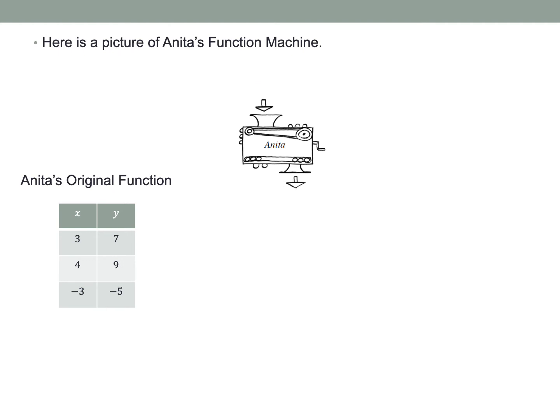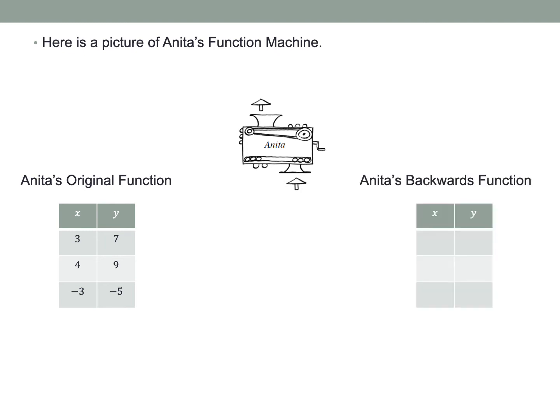But then Anita's function machine suddenly starts working backwards. It begins pulling outputs back into the machine. So you can see now the arrows have changed. Now it's pulling the outputs back up into the machine, reversing the machine's process and returning the original input. So for Anita's backwards function, you have a table for that as well.